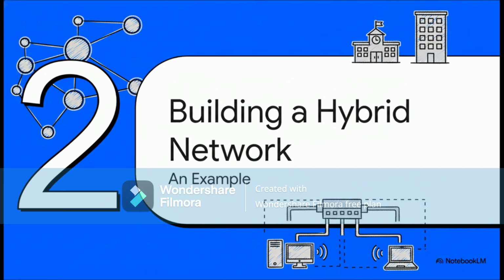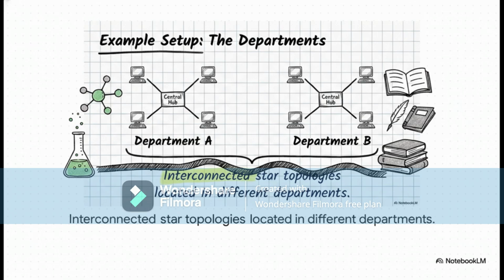All right, so we know what it is. Now let's get to the fun part. How do you actually build one? We're going to walk through a really common example, something you'd probably find in your own school. So let's start with the basics. Picture two different parts of your school, say the science department and the library. Each one has its own little network setup as a star topology. You know, all the computers in that room are connected to one central device, like a hub. At this point, they're completely separate. They're like two little islands.